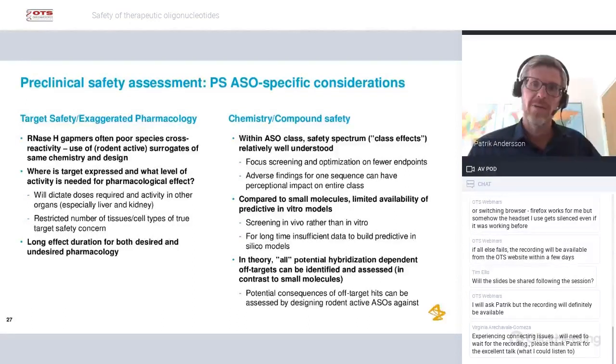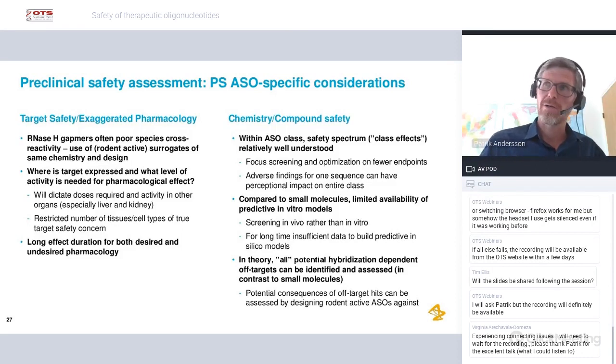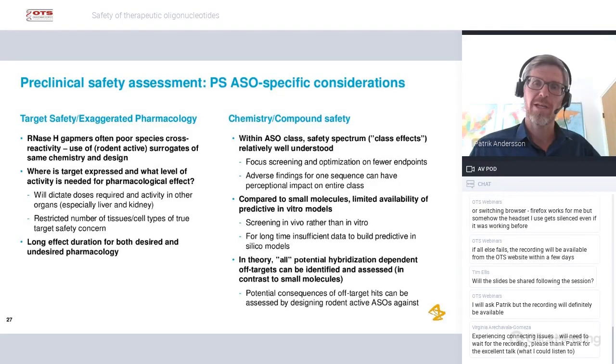Another thing here, as I mentioned, is that compared to small molecules, there is limited availability of predictive in vitro models. There are some examples, and publications have been coming out in recent years showing good correlation between in vitro and in vivo with regard to safety screening. But so far, it's mainly for liver toxicity. Hopefully, this will develop over time so we can do more and more screening in vitro rather than in vivo.